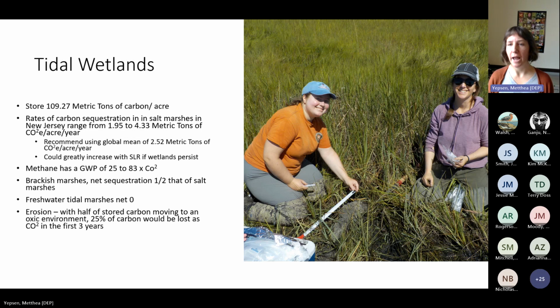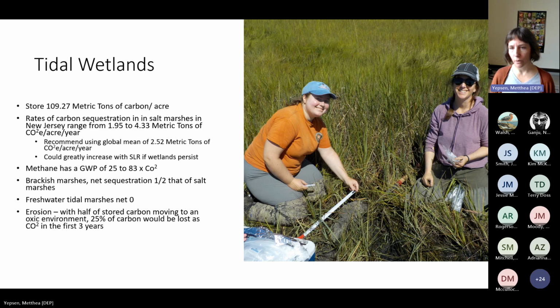But this is what has been averaged. This is how deep most of the soil samples go. So this is what we have estimates for. Measured rates of carbon sequestration in New Jersey salt marshes range from 1.95 to 4.33 metric tons of carbon dioxide equivalent per acre per year.